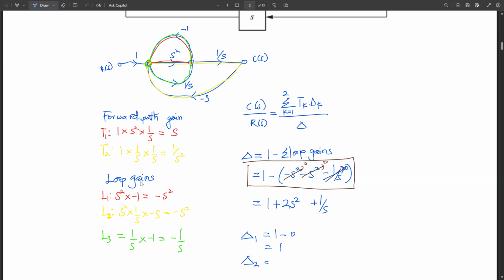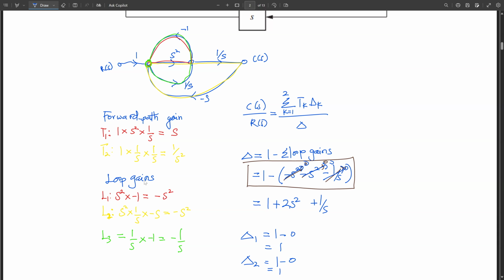And then you can see that the red loop has a common node with the second path. So we take that one out. And then the yellow loop too has common nodes with the second forward path. So we take that one out. So what we are left with is just 1 minus 0, which is the same as 1.